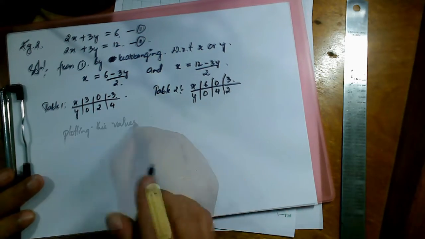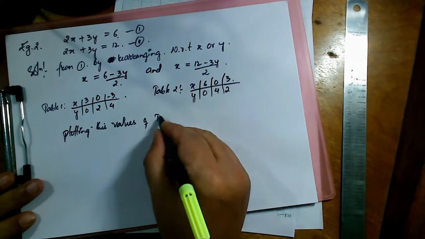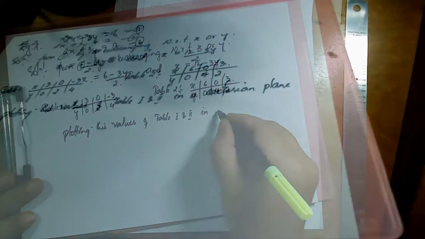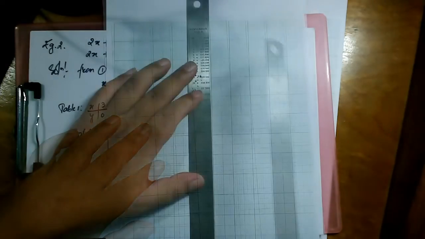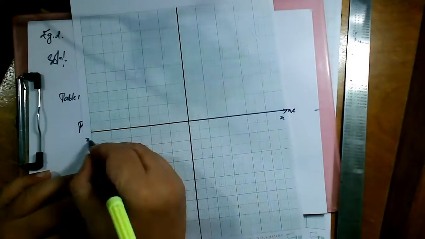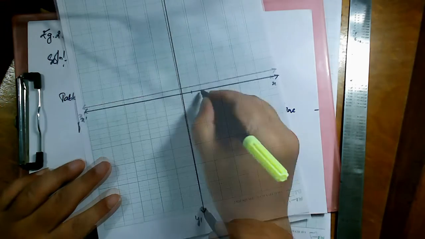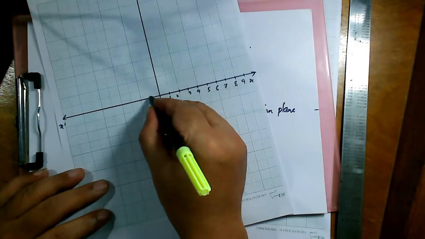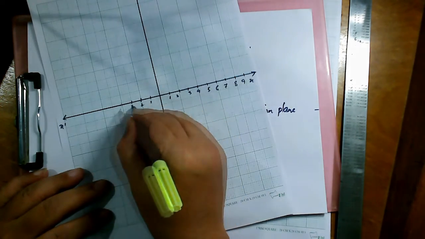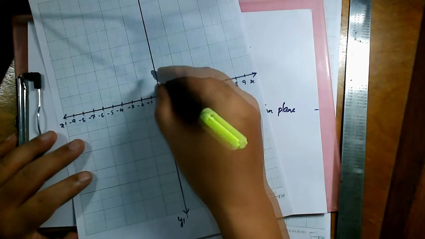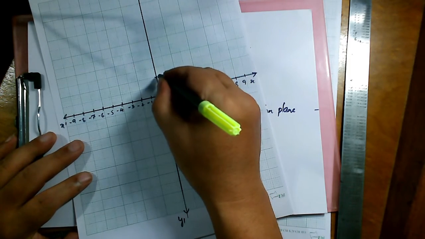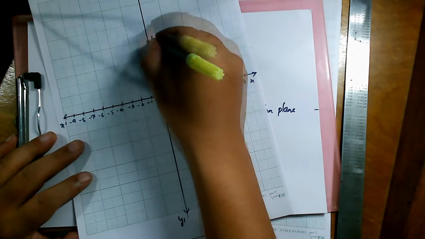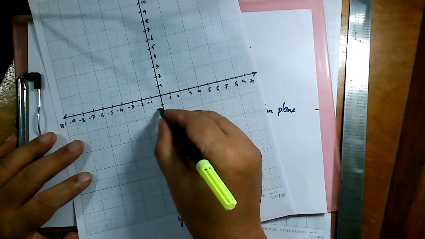Now plotting these values of table 1 and 2 in the Cartesian plane. The x-axis and the y-axis, with positive values 1, 2, 3, 4, 5 and the vertical line with positive 1, 2, 3, 4, 6, 7, and on the opposite side minus 1, 2.